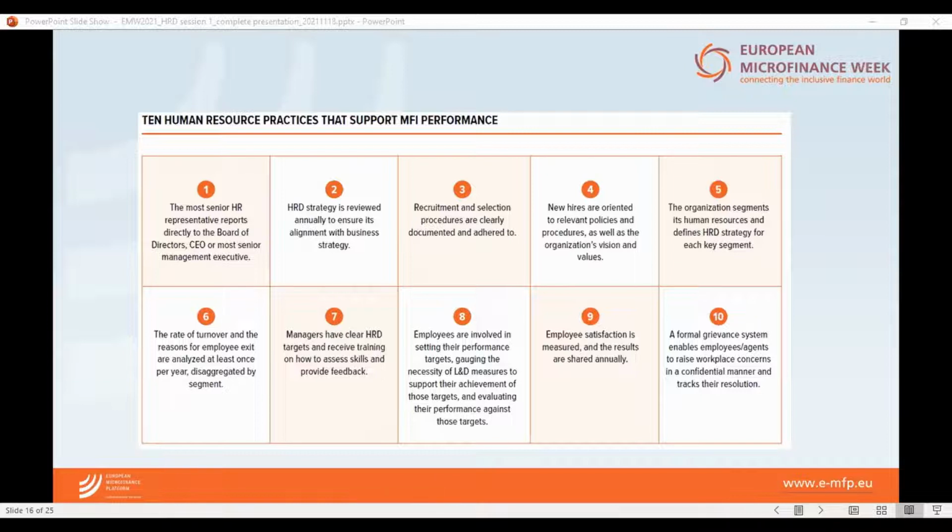9, employee satisfaction is measured and the results are shared annually. And last but not least, number 10, a formal grievance system enables employees and/or agents to raise workplace concerns in a confidential manner and tracks their resolution.